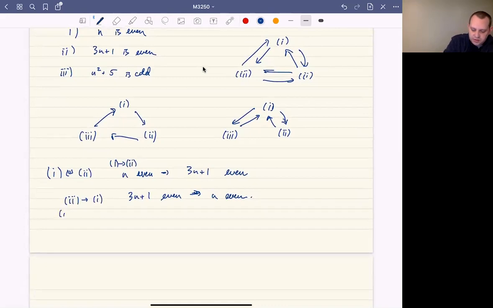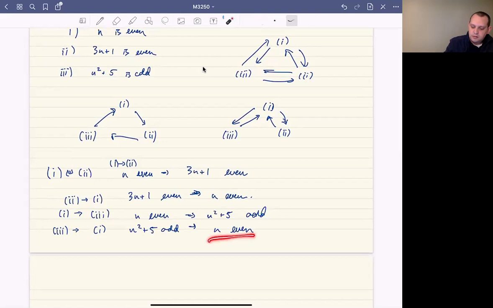And then 1 implies 3. We could do a direct proof: n is even implies n squared plus 5 is odd. And then finally 3 implies 1, which we would again do by contrapositive. N squared plus 5 is odd implies that n is even. In other words, if n is odd, then n squared plus 5 is even, because that's the contrapositive. The implication goes the other way, and you negate each of the statements. Putting all 4 of these together would give us our proof.